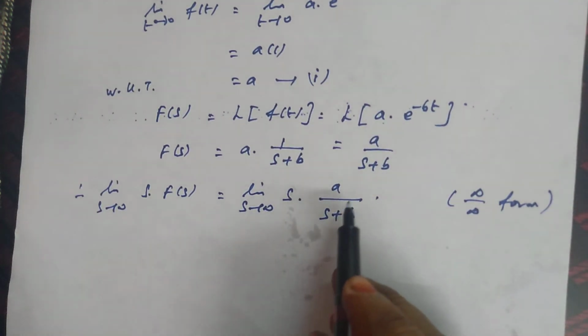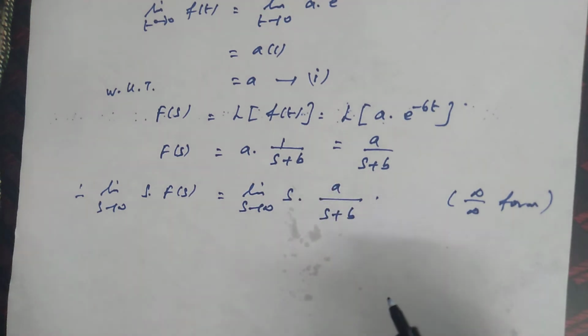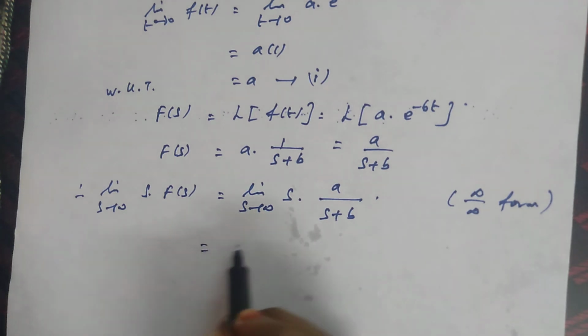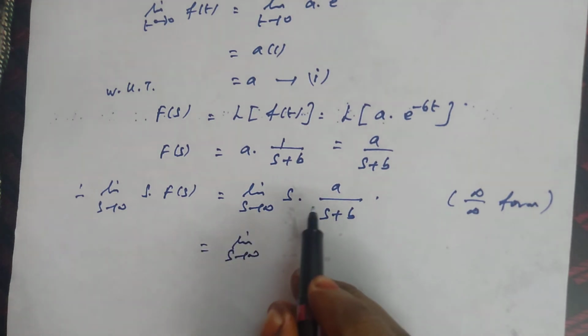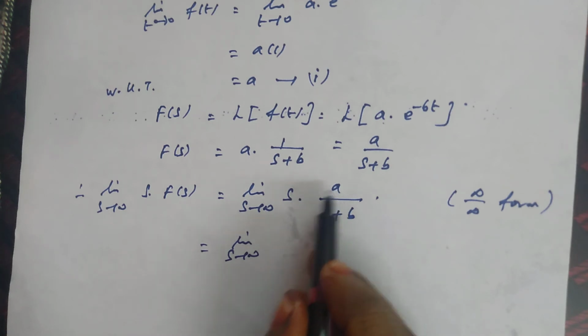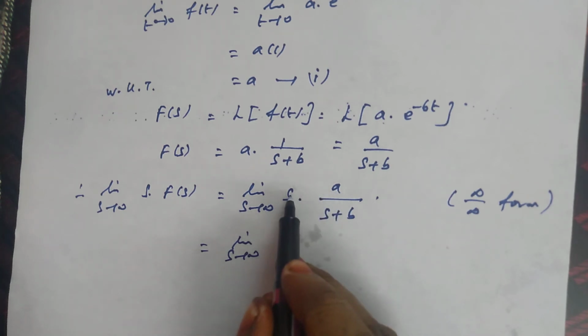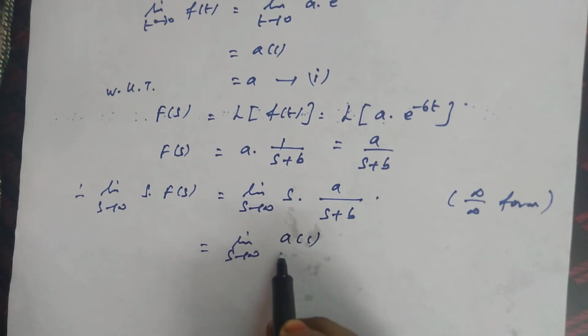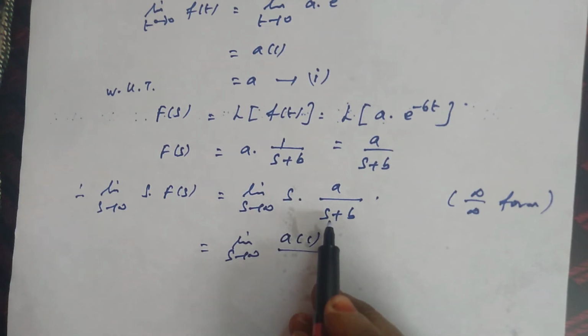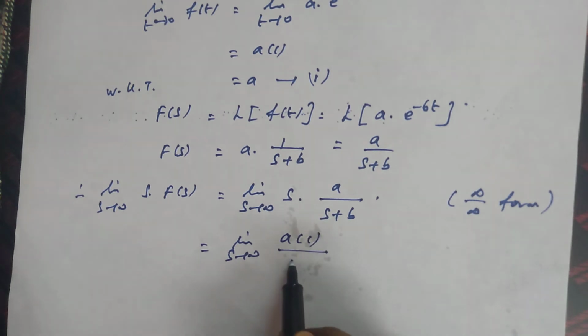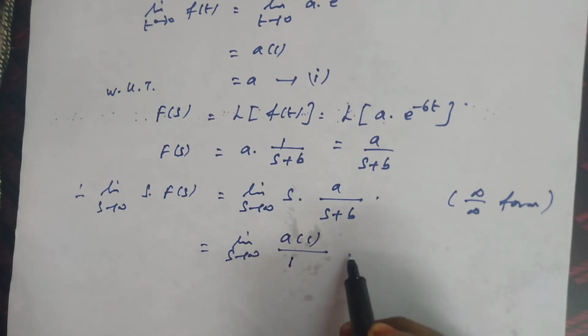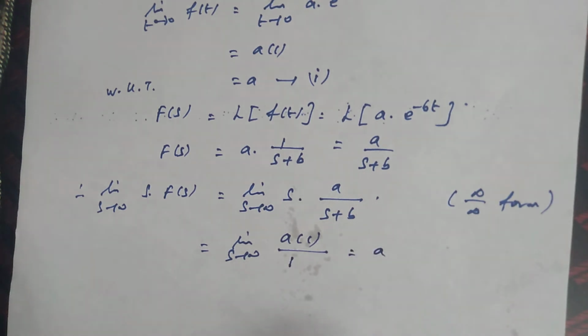What is the L'Hospital rule? We have to differentiate the numerator separately and the denominator separately. After that only we can apply the limit. So applying L'Hospital rule, we differentiate this. It is a into s, where a is a constant and the function is s. So a into 1 divided by, when differentiating the denominator, s differentiation is 1 and b is a constant, so it becomes 0. So we get the answer as a. Therefore limit s tends to infinity, s into f of s is equal to a.